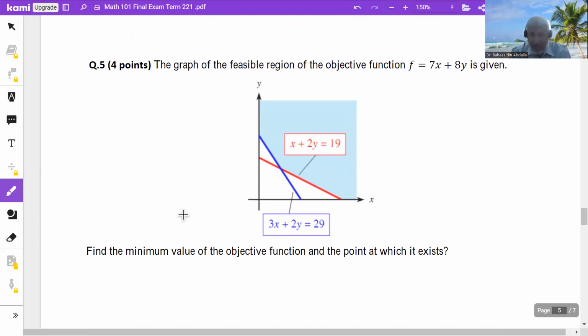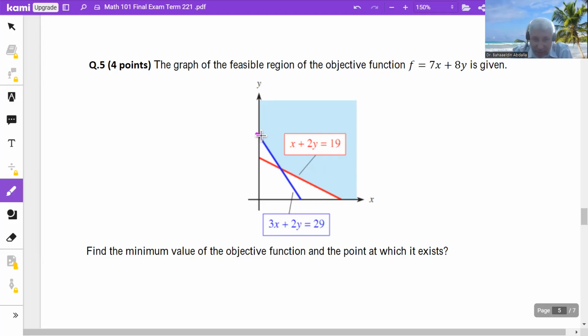The graph of the feasible region of the objective function is given. So this is in the blue, the solution of the problem. And there are two constraints, one with this equation, the red one, x plus 2y equals 19, and one with the blue. Find the minimum value of the objective function and the point at which it exists. Well, of course, this is an unbounded region. It has no maximum, it has a minimum. And the minimum would be at one of the corner points.